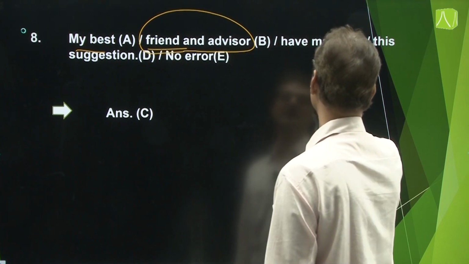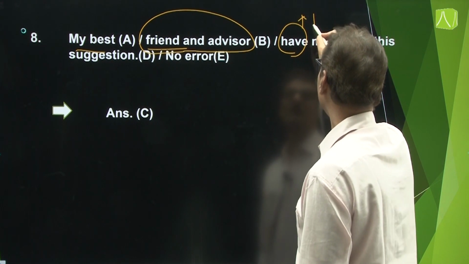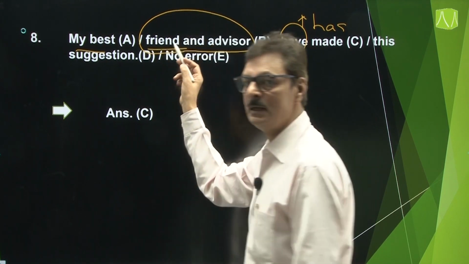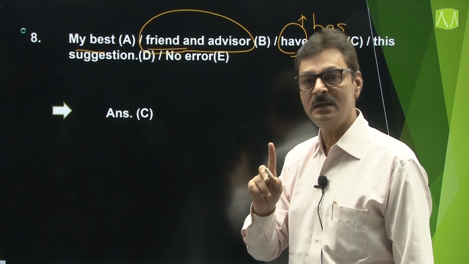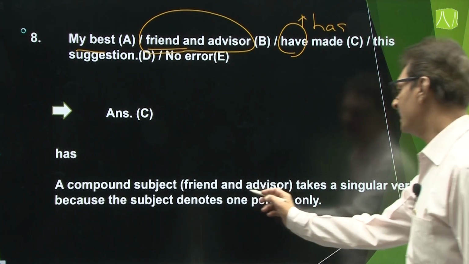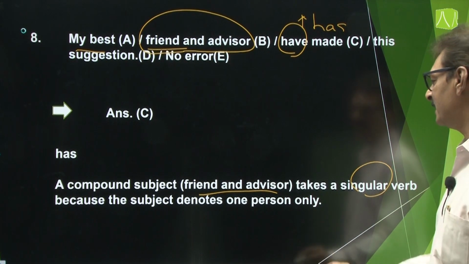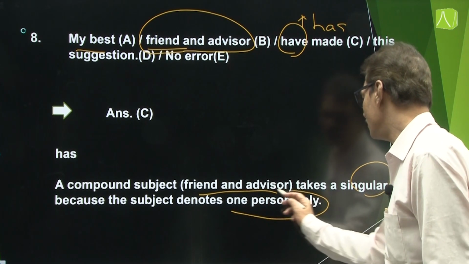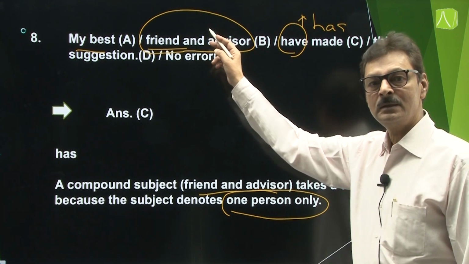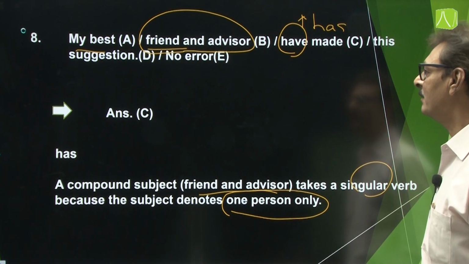Error is in part C. ये have नहीं आना चाहिए. It should be has made. Because एक दोस्त तुम्हारे जो बेस्ट फ्रेंड है और तुम्हारा सलाहकार भी है. We're talking about one single person over here. Friend and advisor takes a singular verb because the subject denotes one person only. So don't get carried away by this connector and. Yes, सलाहकार और फ्रेंड एक ही बंदा है.